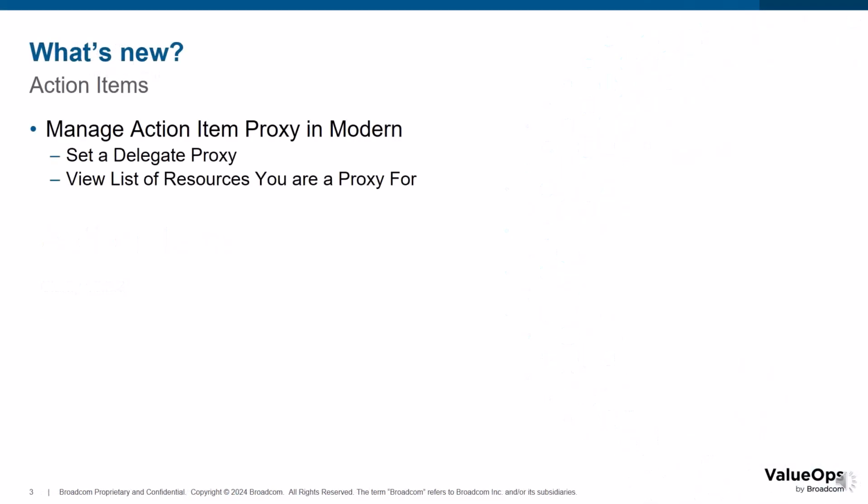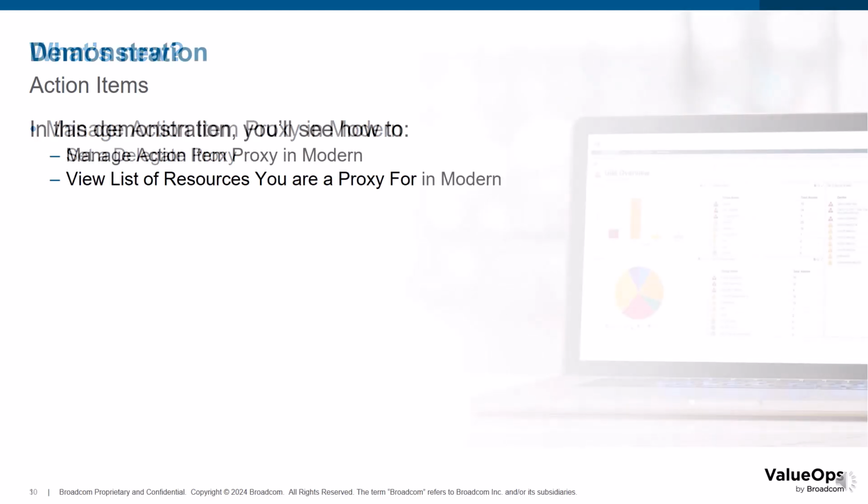This release, what's new in Action Items is you can now manage your action item proxy in Modern and set one delegate proxy. You can also view a list of resources whom you are a proxy for, just like you can in Classic today. In my demonstration, I'll show you where and how you can set a proxy for your action items in Modern, and also where you can view the list of resources whom you are a proxy for.